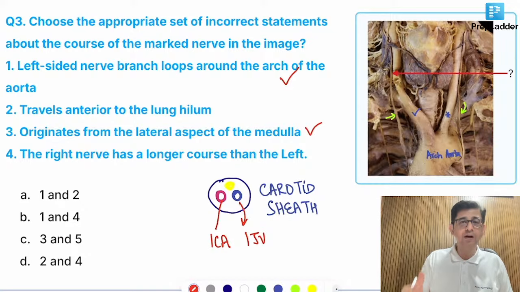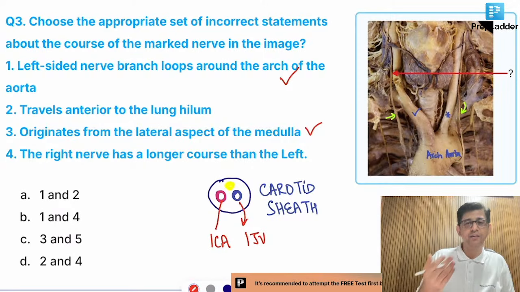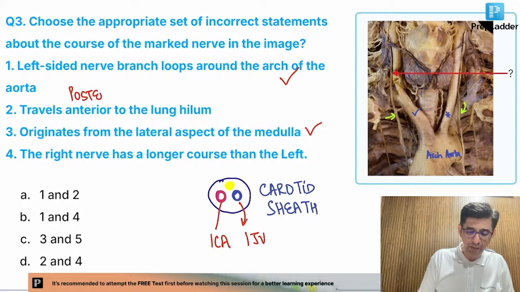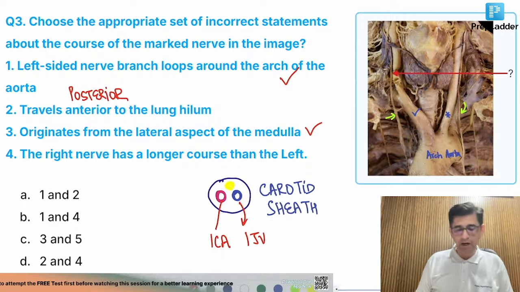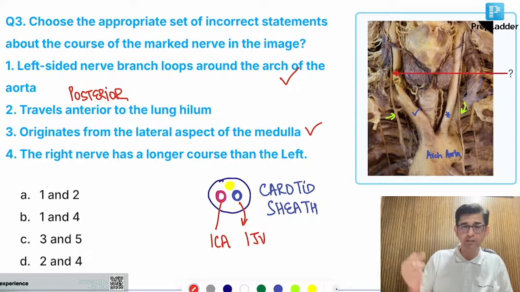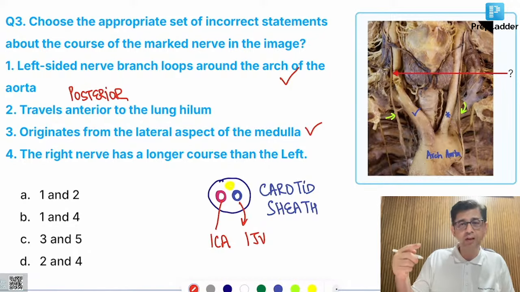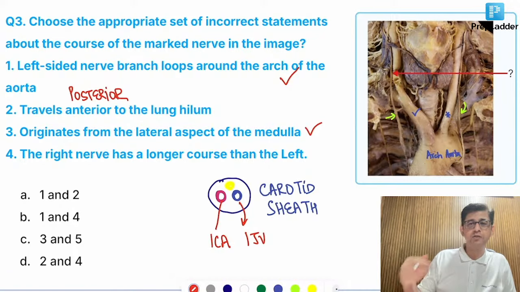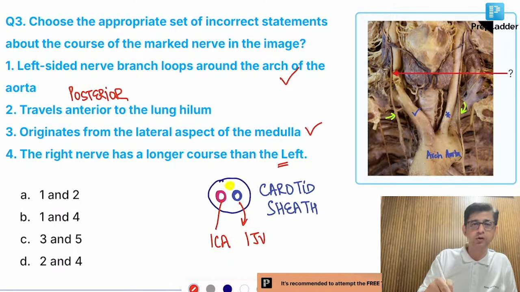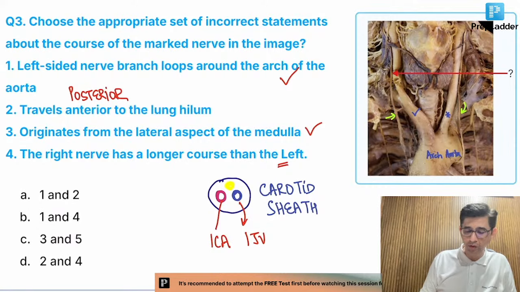The traveling part is anterior to the lung hilum. No, guys, the vagus nerve, when it's traveling in the hilum adjacent to the lung, will be present posteriorly. So here the wrong word is anterior to the hilum. It is actually posterior to the hilum. And the right nerve has a longer course than the left. No, the left is longer. The left vagus nerve, because it has to arch around to give the left recurrent laryngeal nerve branch, so it has to loop around the arch of the aorta. So the left vagus nerve is longer as compared to the right vagus nerve. So there are two wrong statements in this one.